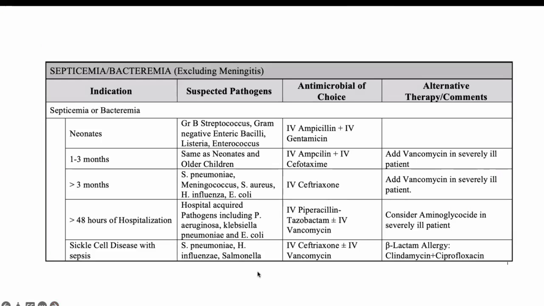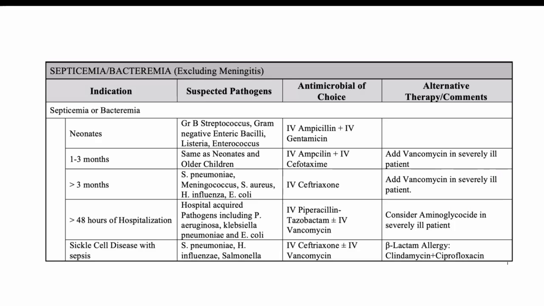So for empiric coverage for sepsis, it depends on the resistant organisms in your hospital. It also depends on the resistant organisms in your community. So the empiric coverage is changing, and it also depends on the population. As we mentioned in the unit, usually ampicillin plus aminoglycoside. Some centers have gentamicin, other centers have amikacin.